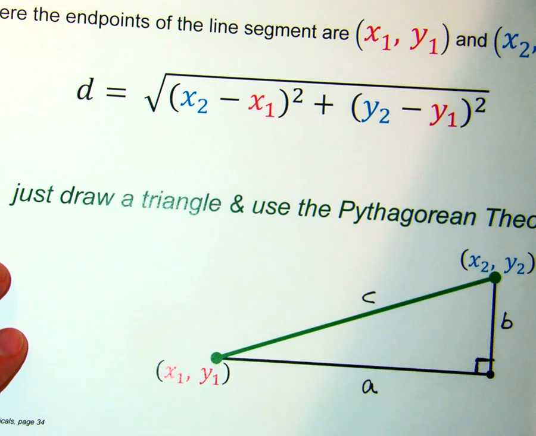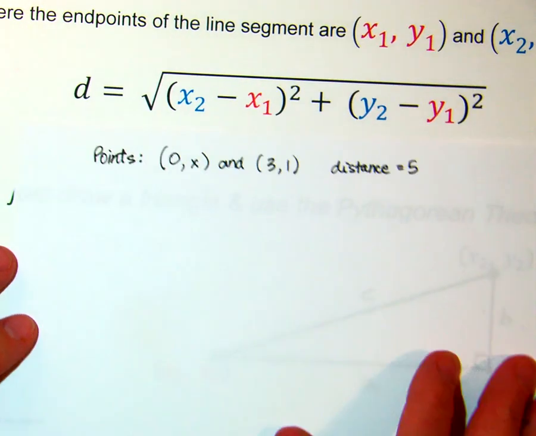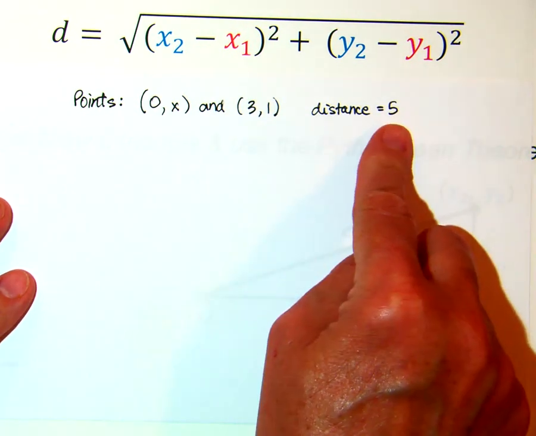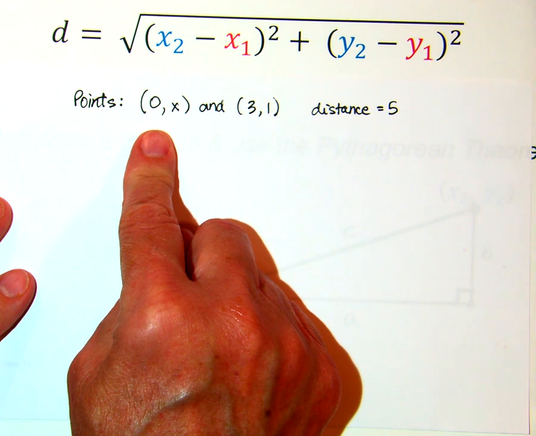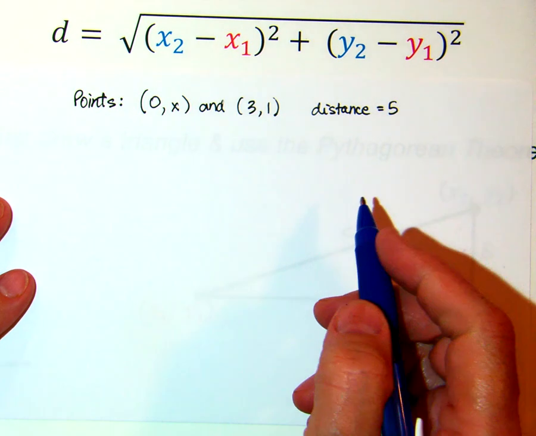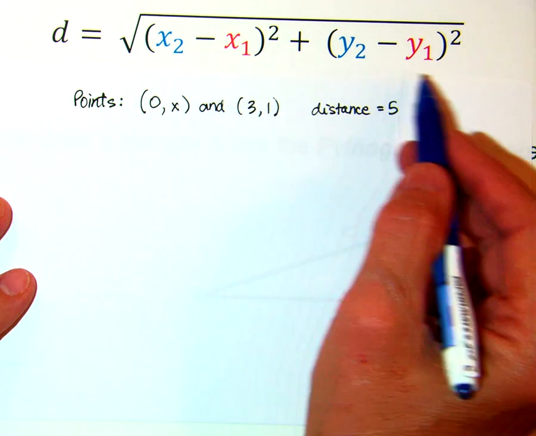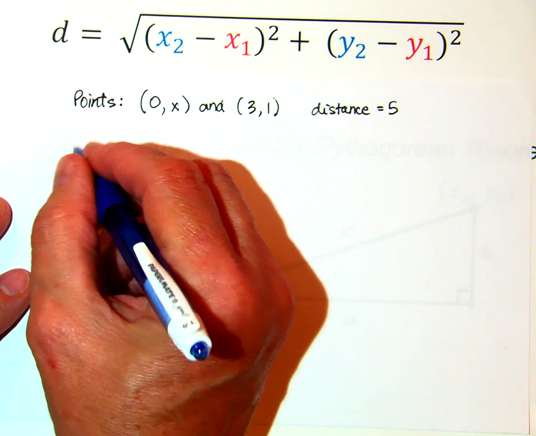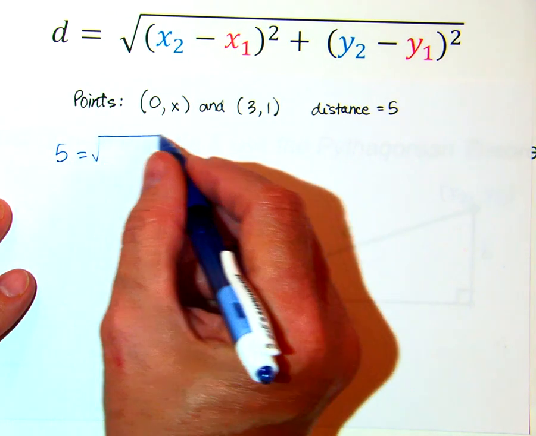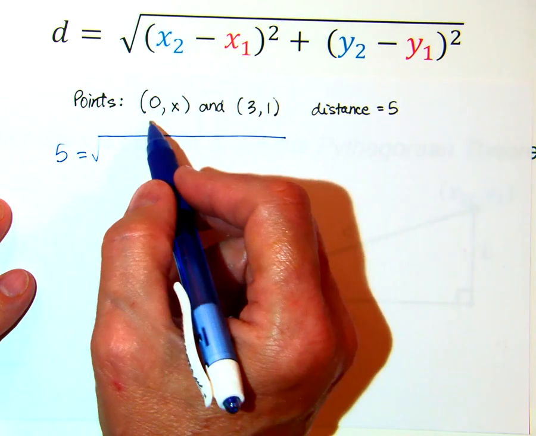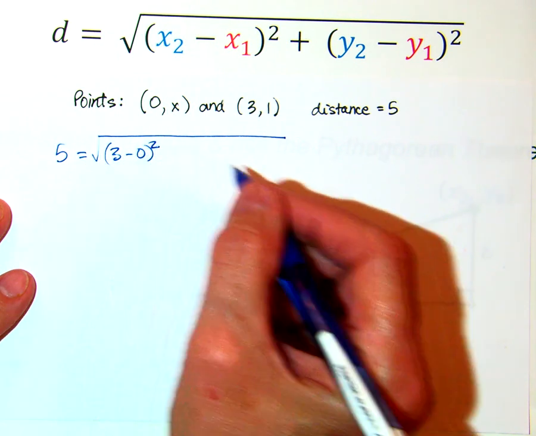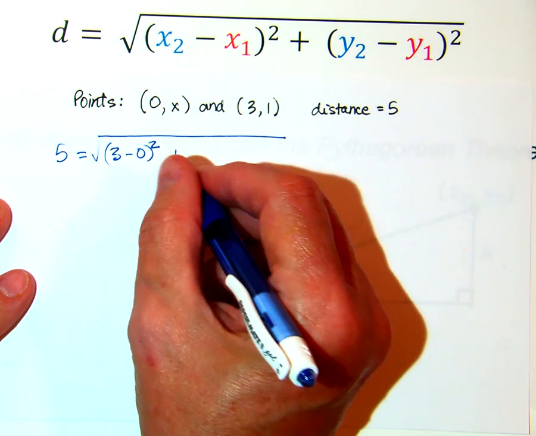Okay. So what if you have a circumstance like this? You know one of the points and you know the distance, but you don't know everything about the other point. And you're trying to figure out what that value is to make it right. Well, let's see how that works. So again, we've got the formula here. The distance is 5. So I'll put in 5 equals the square root of all that stuff. The difference of the x's, 3 minus 0, quantity squared, and the difference of the y's.